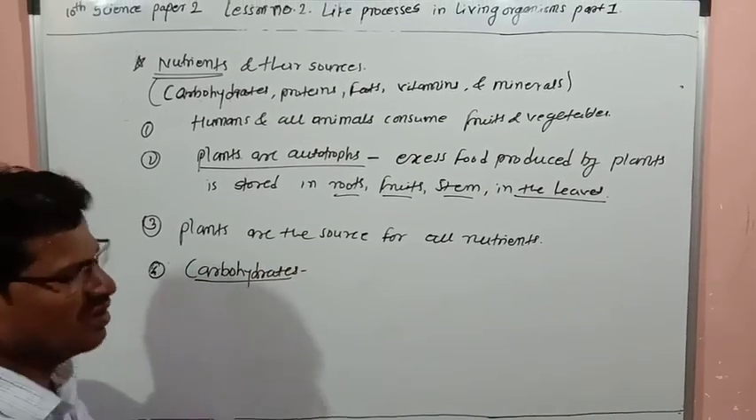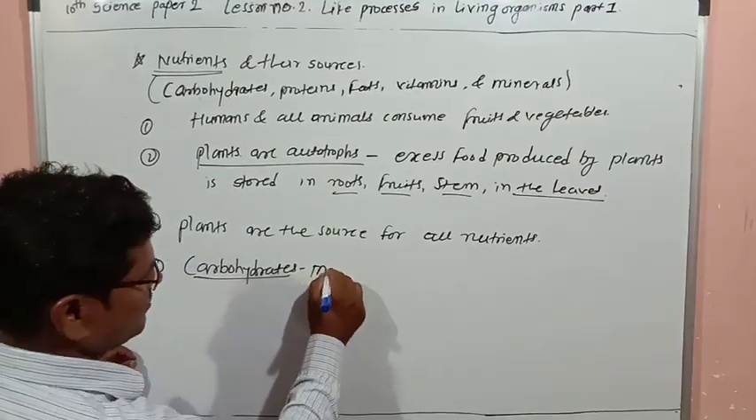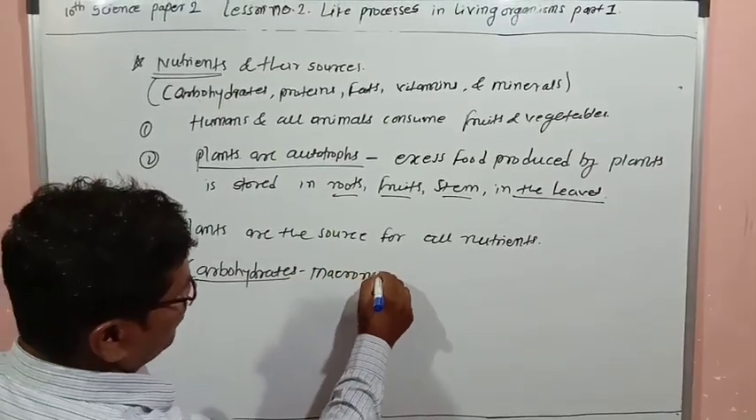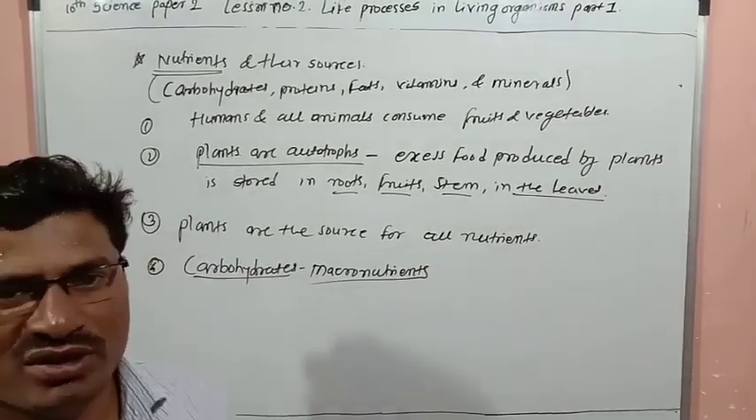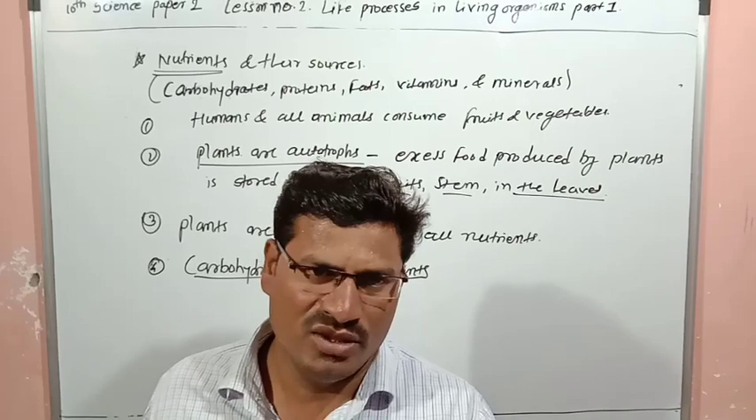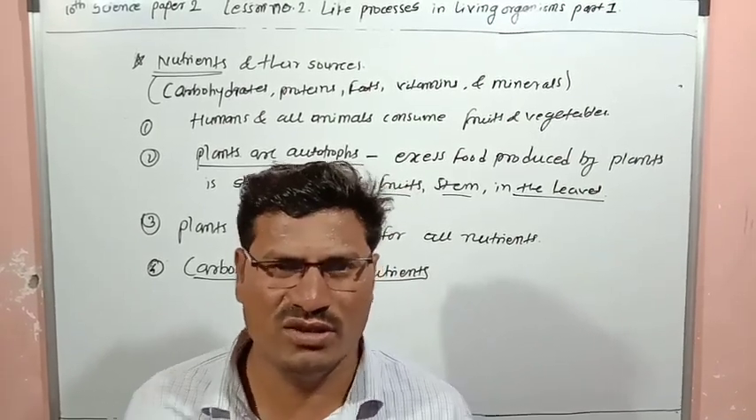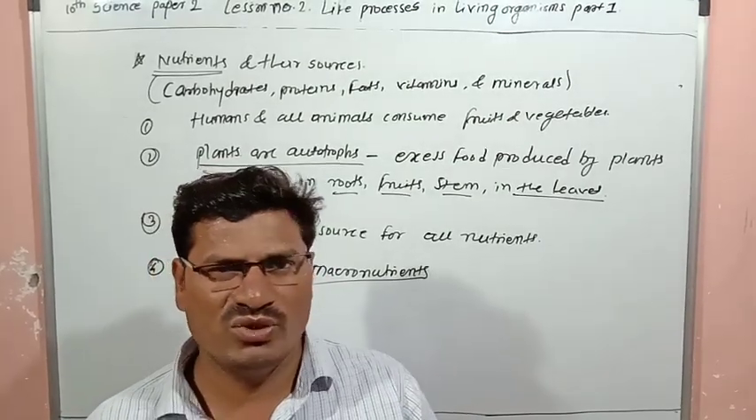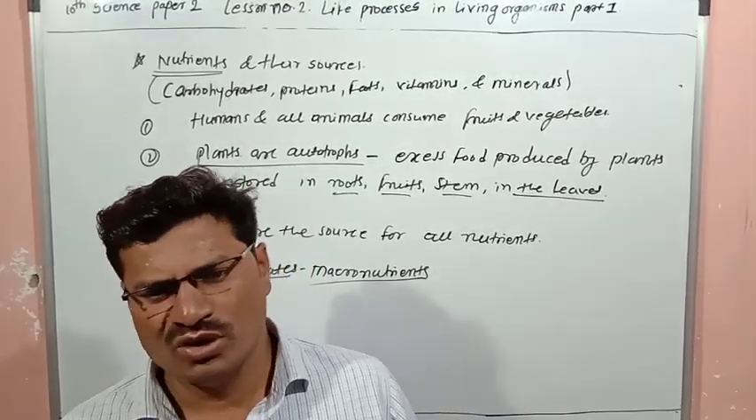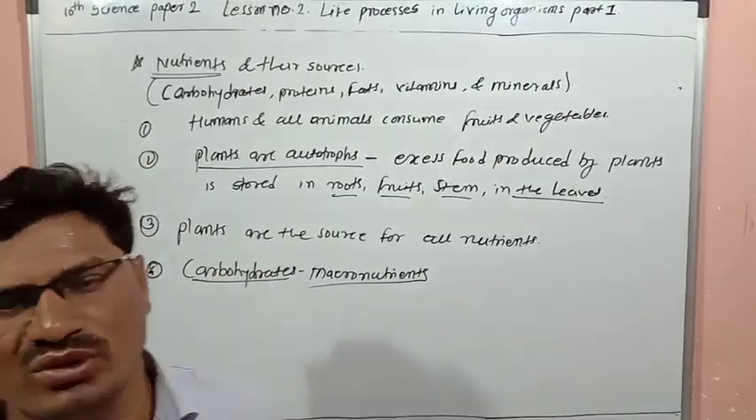Carbohydrates are called macronutrients. Why macronutrients? Because carbohydrates are used for the production of energy, and most of the food materials we consume contain carbohydrate. Most of the energy we get is from carbohydrates. So which are the sources of carbohydrate? We are going to learn those sources.